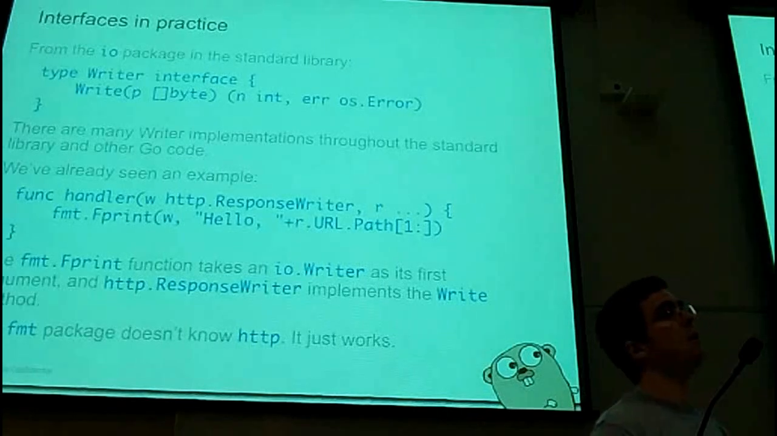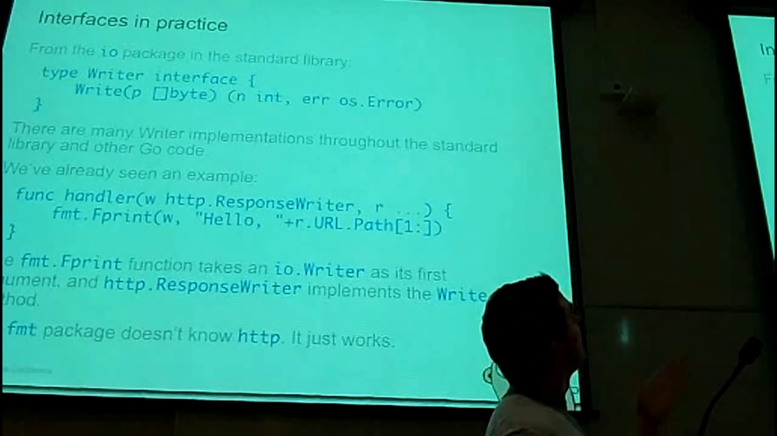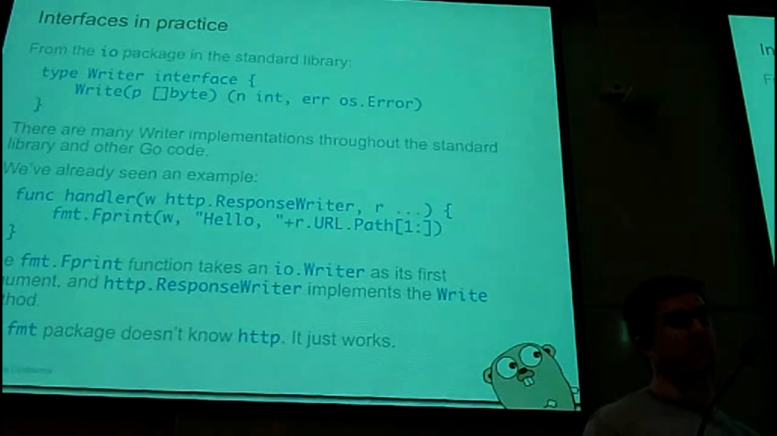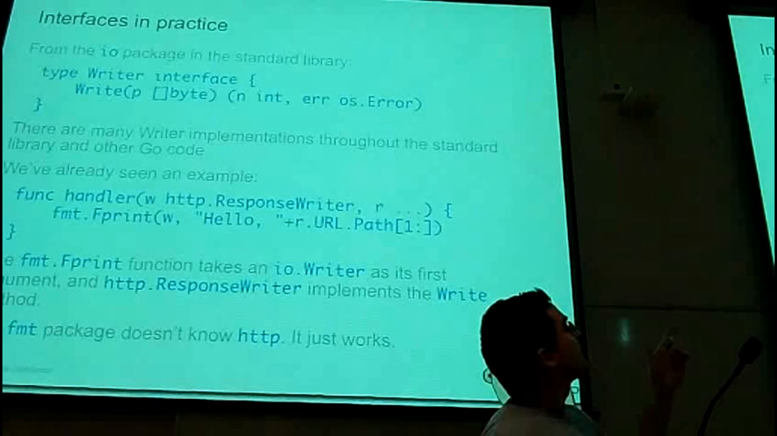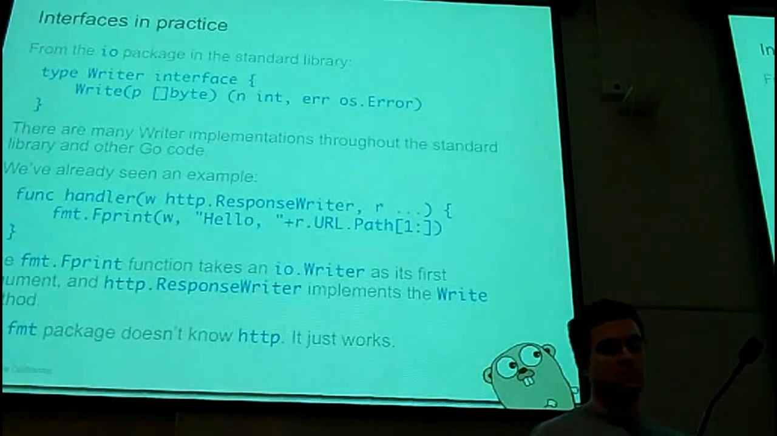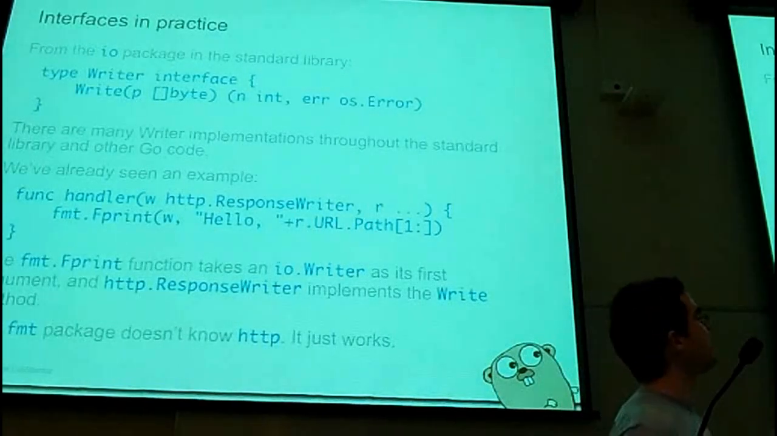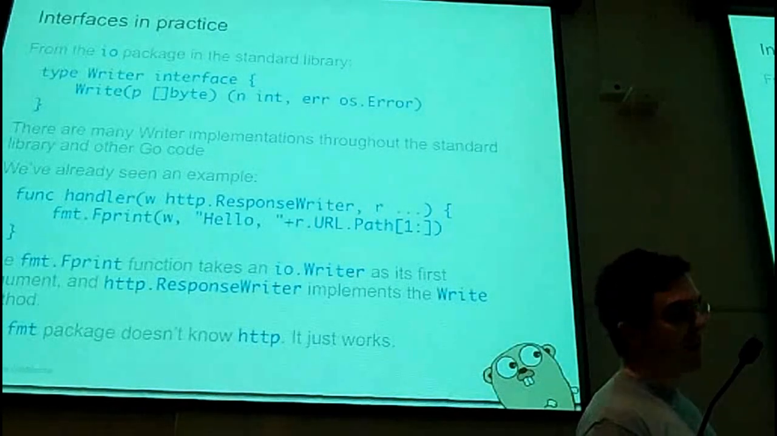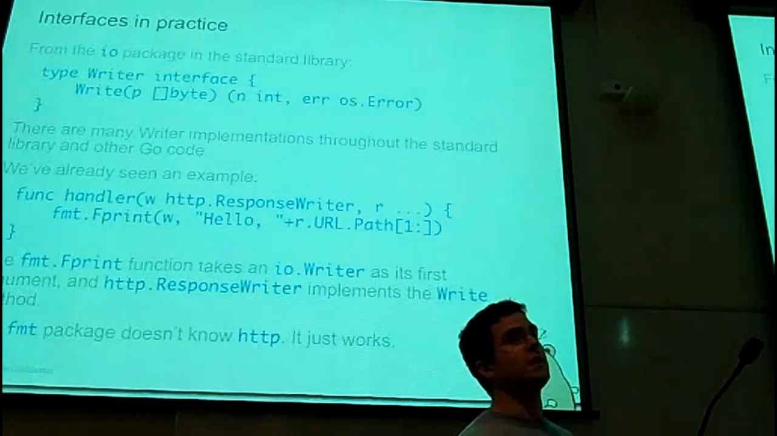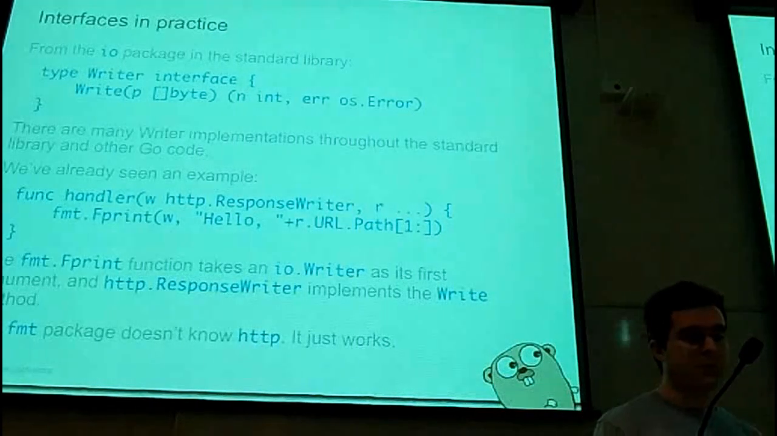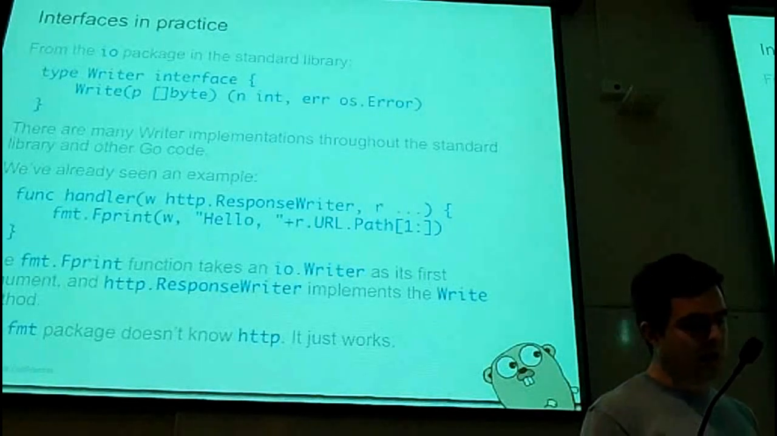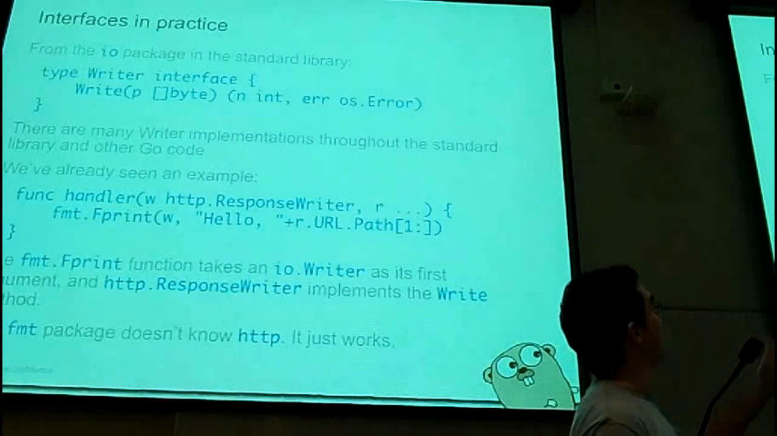To give you a concrete example of how this becomes useful, there's an io package in the standard library that defines a Writer interface. It also defines a Reader interface. But the Writer interface contains just the one method, Write, and it takes a byte buffer, like an array of bytes essentially, and returns the number of bytes that it wrote and an error if there's an error value. So another detail, Go functions can return multiple values as well as taking multiple arguments. There are many Writer implementations throughout the standard library and throughout other Go code, but all they do is implement this Write method.